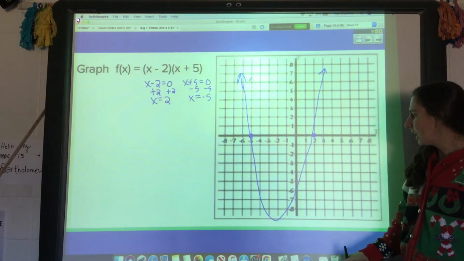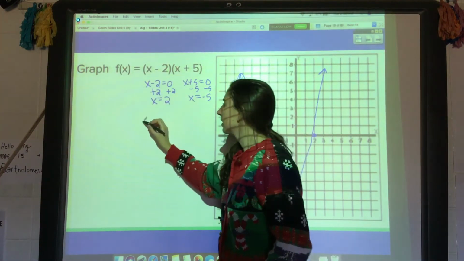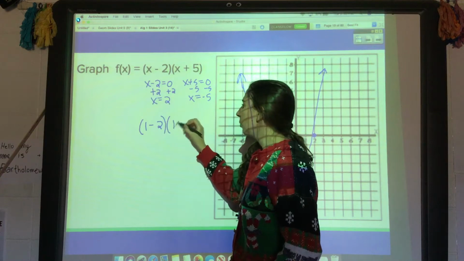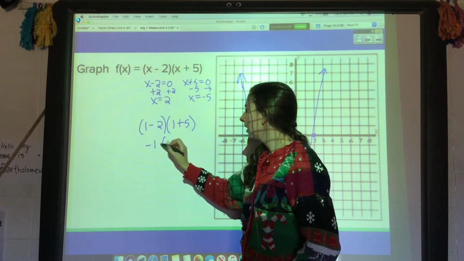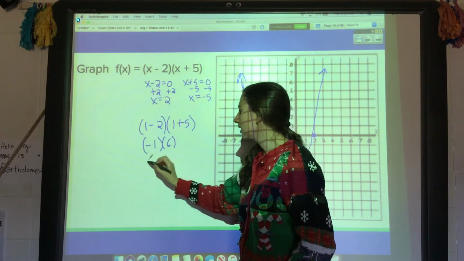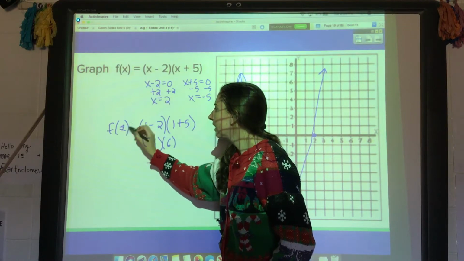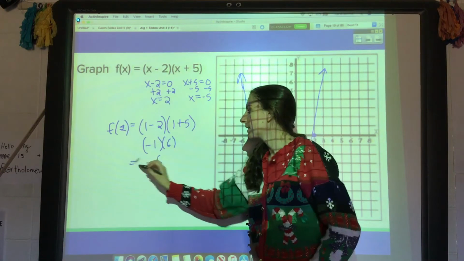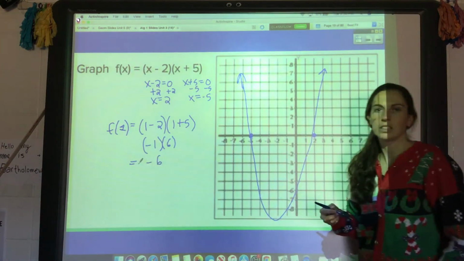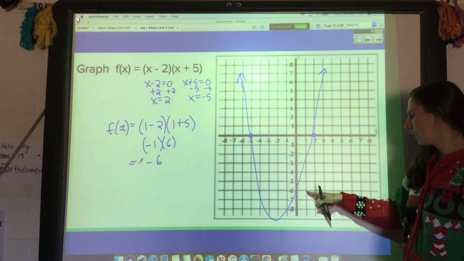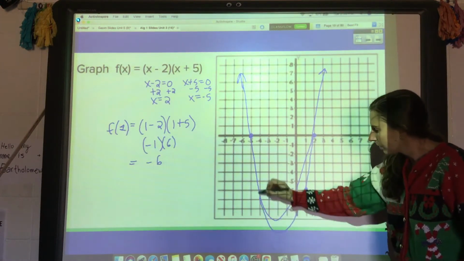For example, if I wanted to know when x is 1, I could just plug in 1 for x. So 1 minus 2 and 1 plus 5, which is -1 times 6, which is -6. So when I plugged in 1, I got out -6, meaning I should have the point (1, -6) on this graph. So (1, -6), so I was a good ways off. Apparently it goes a little lower.